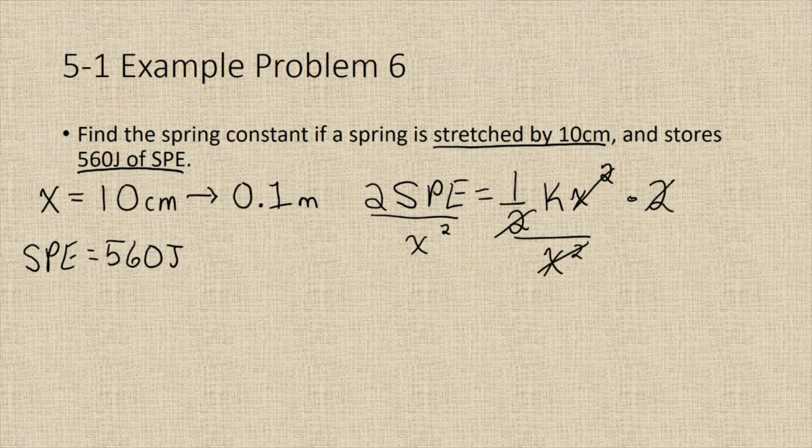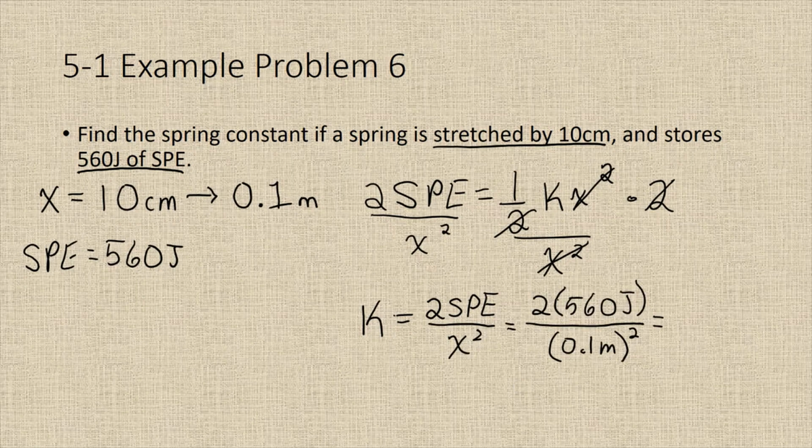There is no need to take a square root in this problem. We are not solving for x. We're solving for k. And k does not have a square on it. So k is twice the spring potential energy divided by x squared. So we have 2 times 560 joules divided by 0.1 meters squared. So the first thing that you have to do is that square. 0.1 squared will give you 0.01.